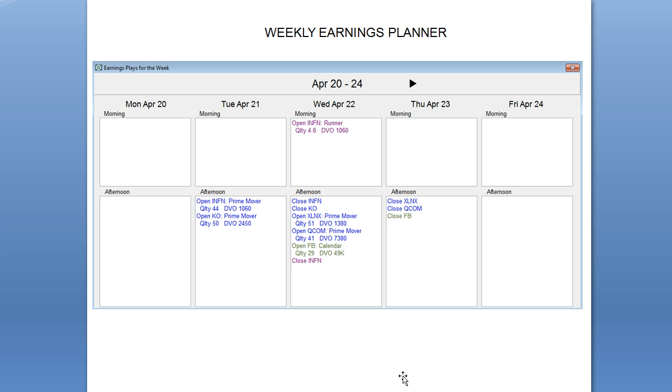Also, the earnings module comes with an earnings planner that will tell you exactly at the open or close what to do if you're going to play everything: open this particular play, close that particular play, etc.